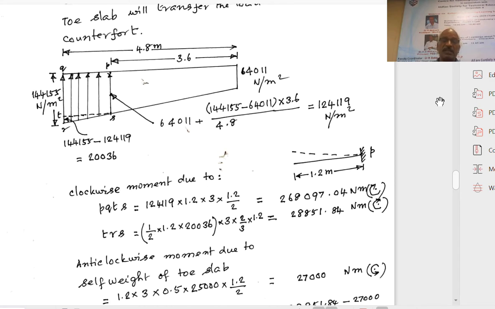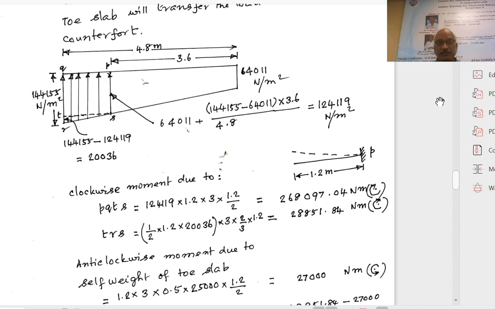Another value, TRS, is a triangle, so area equals half into base into height. The difference is 20,036. Therefore half into 1.2 into 20,036 into length 3 meters is the total upward force. About the fixed end, the distance of the center of gravity will be 2/3 of 1.2. That will give the clockwise moment due to the triangular pressure diagram. So these are the two values.